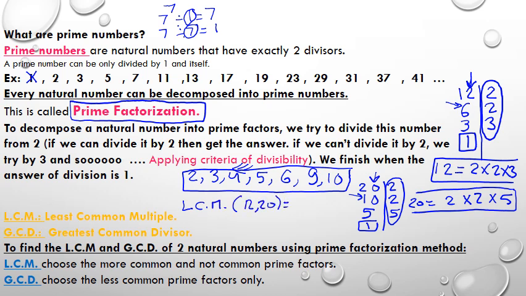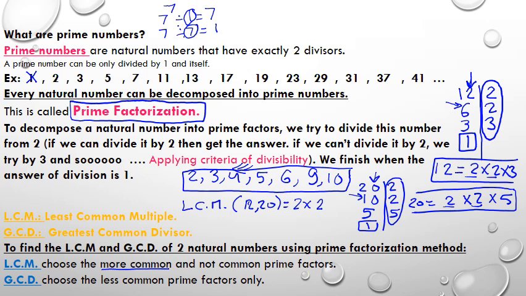To find the LCM, we choose the common prime factors first. Here as common factors we have 2. Here we have 2 times, and here we have 2 times. So we take 2 times. We don't have any more common factors.